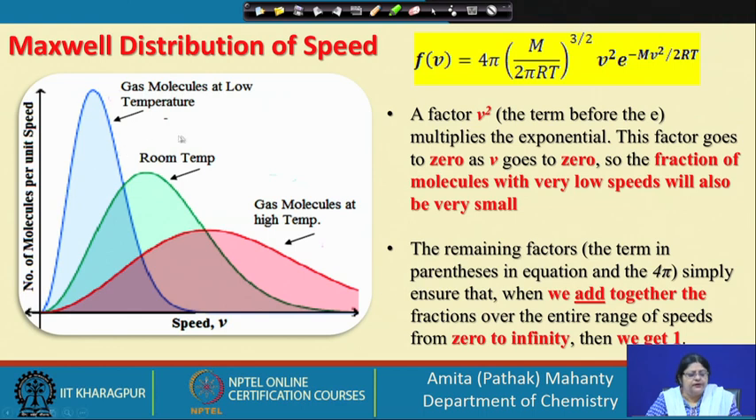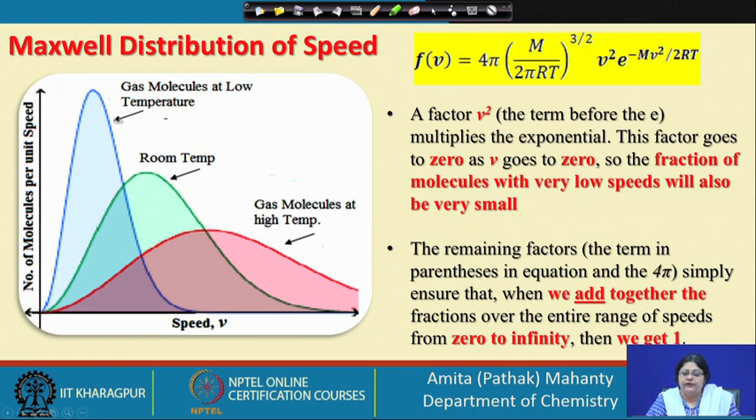Now, in this other plot, which we have just discussed, you can see how the gas molecule distribution looks at low temperature, at room temperature, and at high temperature. The factor V square, the term which we have here, multiplies the exponential. This factor goes to 0, and the fraction of molecules with low speeds will also be small.